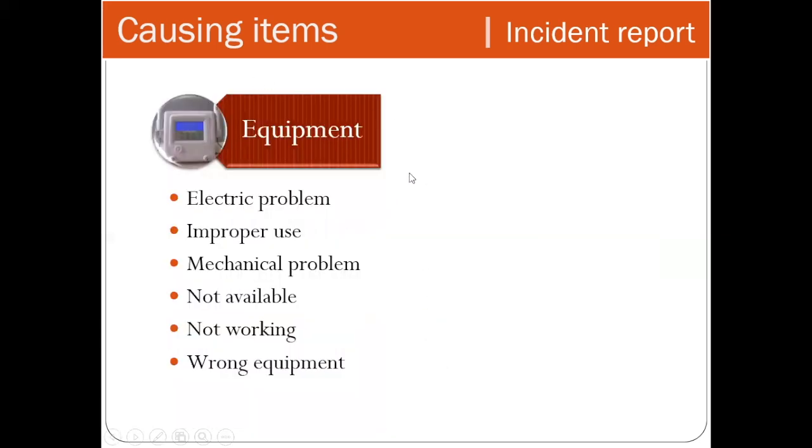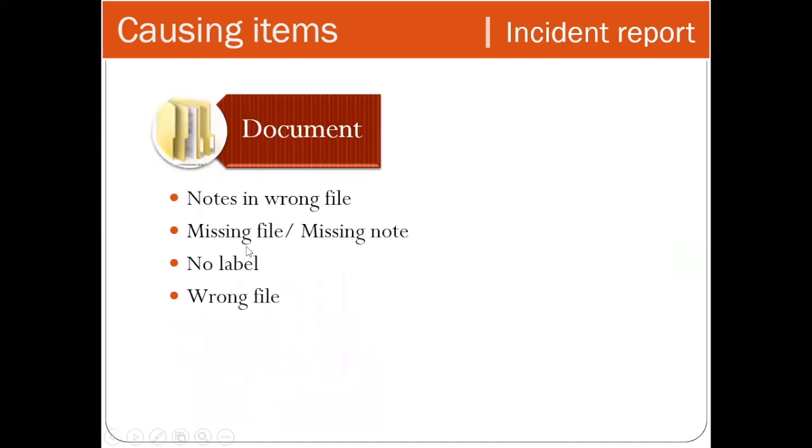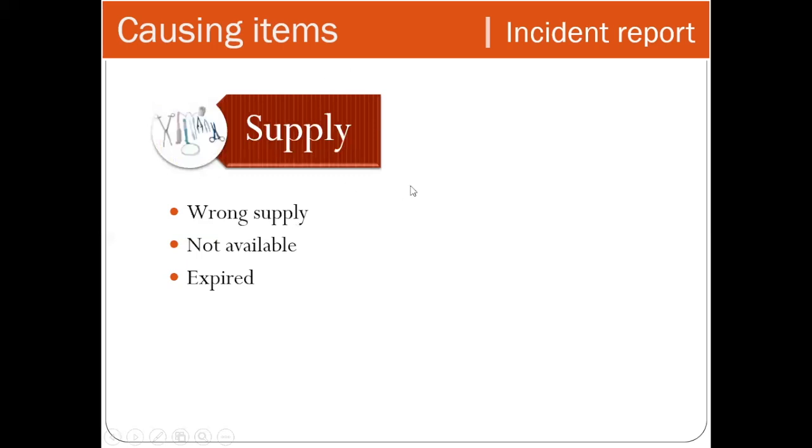So we have equipment like electric problem, improper use, mechanical problem, non-availability of equipment, not working, and this is mostly done by nurses. Here about the document: note in wrong file, missing note, no label, wrong file. This could be done by doctors and nurses. And the missing supply or shortage of supply is mostly done by nurses, but as a physician, you can do an incident report about it if you find a missing supply or shortage of supply.